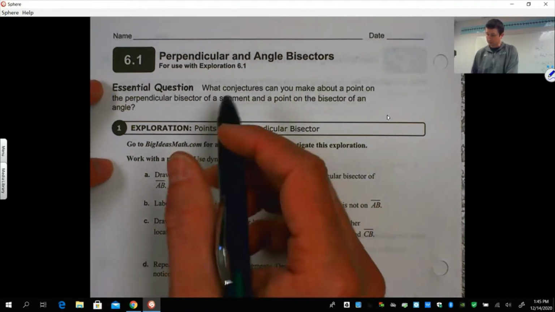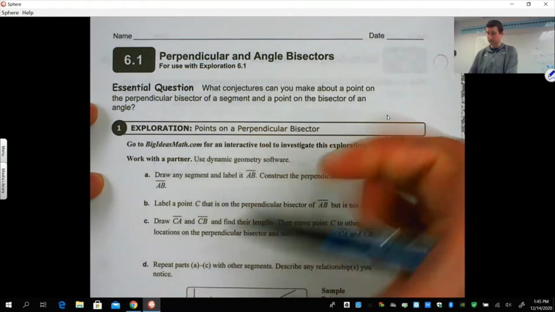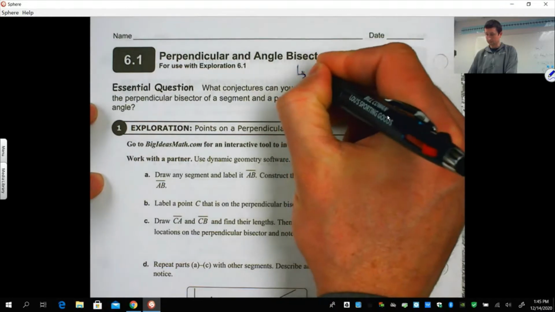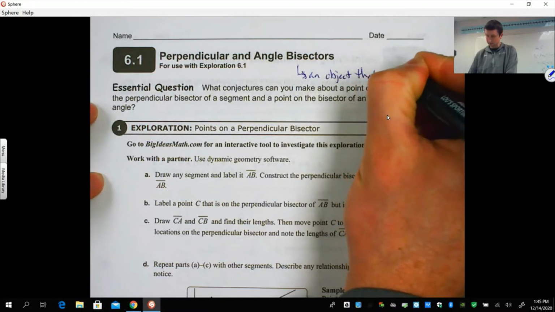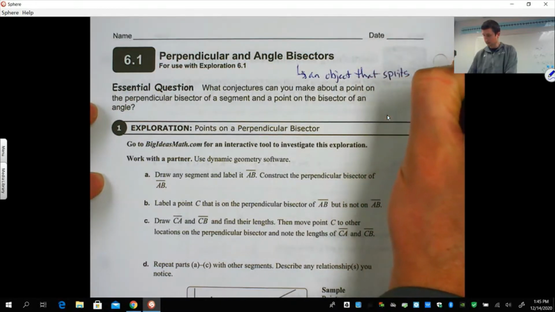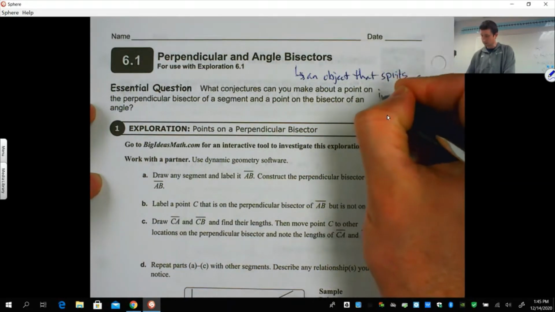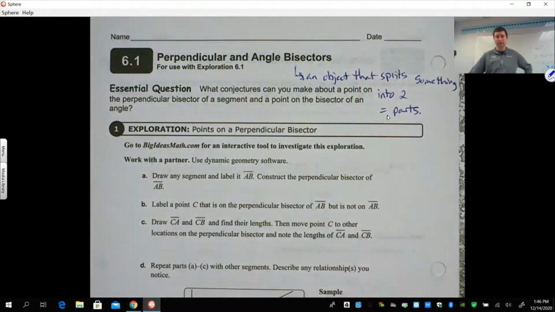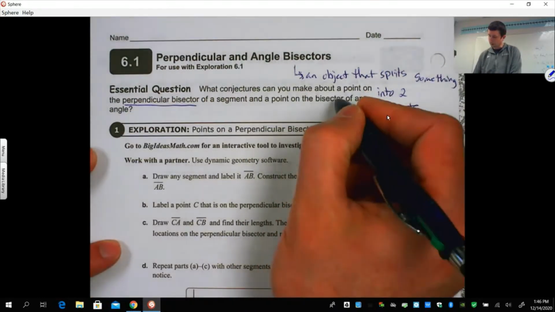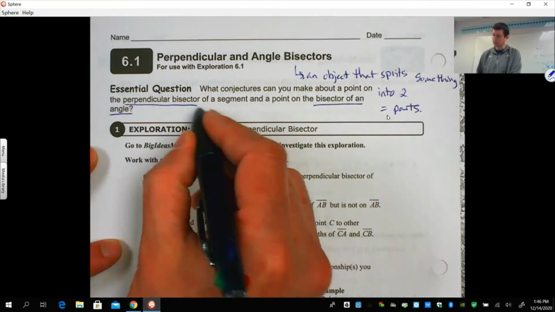So 6.1 talks about perpendicular and angle bisectors. If you remember, a bisector is basically an object that splits something into two equal parts. It's an official word. We're going to have perpendicular bisectors and angle bisectors, the two that we're looking at here. I'm going to show a few things on Desmos geometry. Bisector of an angle. So perpendicular bisectors, bisector of an angle.